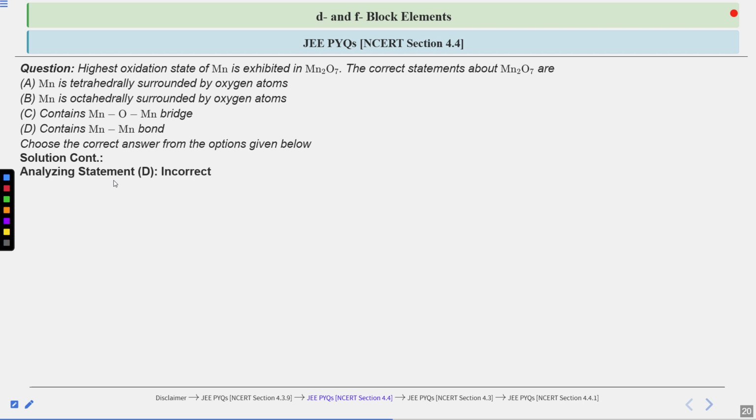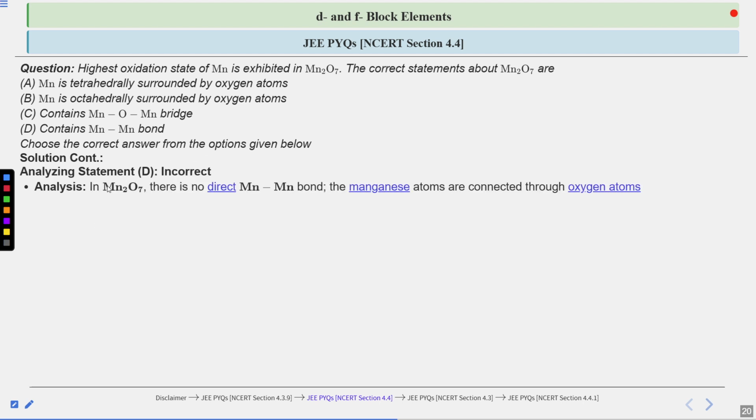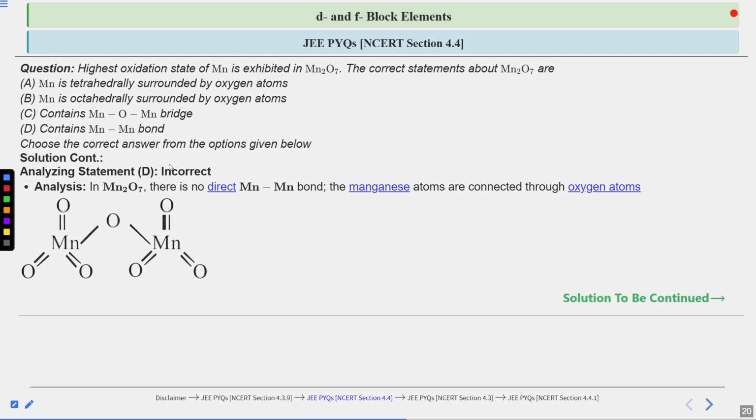Now let's analyze statement D, which is actually incorrect. Because in Mn2O7, there is no direct manganese-manganese bond. The manganese atoms are connected through oxygen atoms, forming a bridge. You can see the diagram. We don't have any direct manganese bond. That means statement D is the incorrect one.